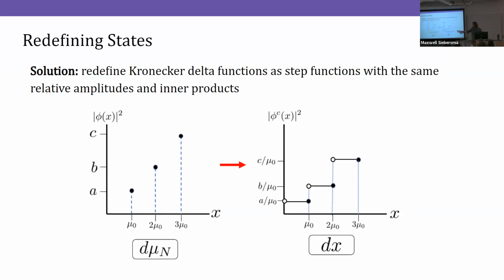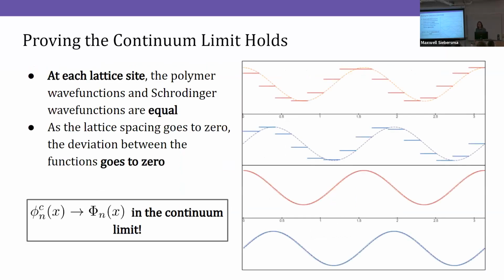On the left, in the counting measure integral, each of those terms integrates to 1, but in the continuum case you're restricted by the spacing between lattice points. So we renormalize the values of the functions to get the same inner products in both cases. Using this redefinition, I was able to prove that the continuum limit holds for wave functions as well.